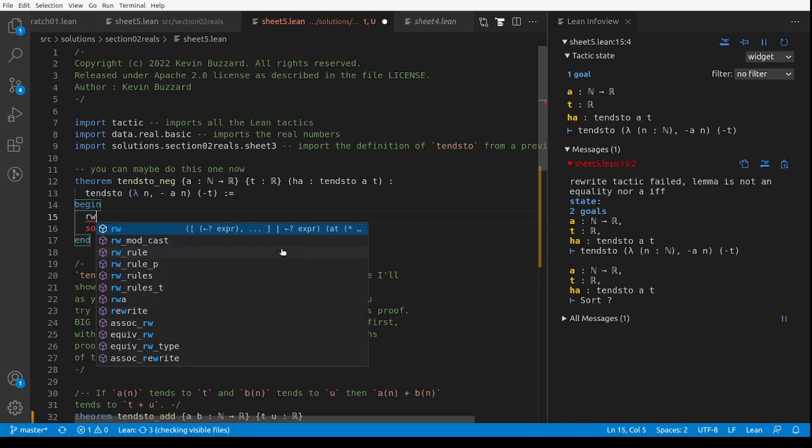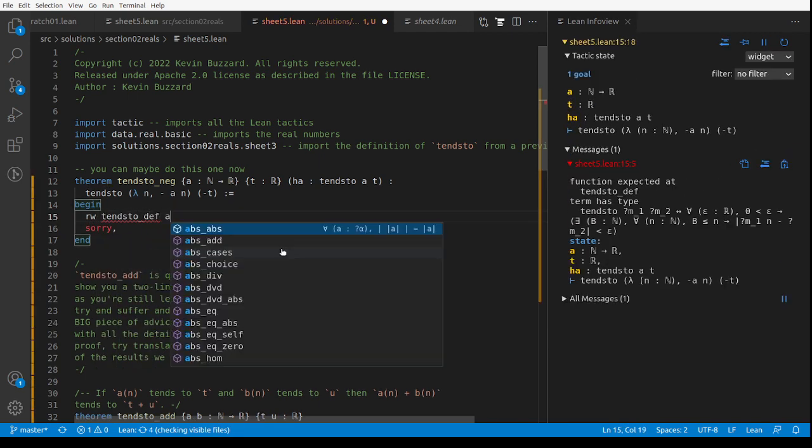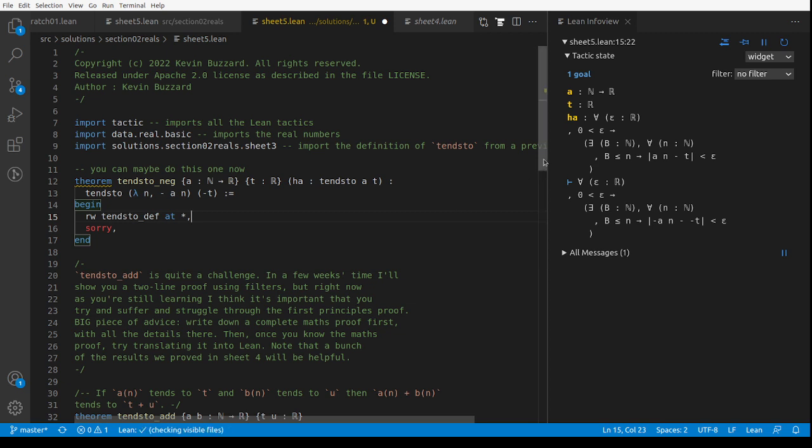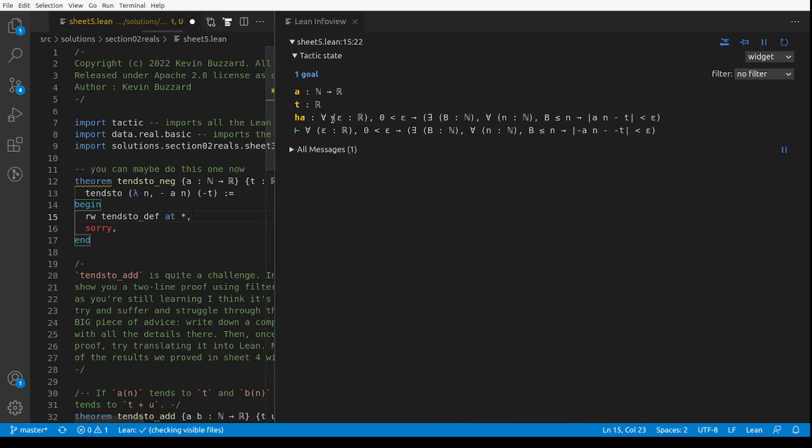What's going on? If I rewrite tends to def everywhere, let's just have a look here. You see this hypothesis, that a n minus t is less than epsilon, is extremely close to the goal, right? The goal is that the absolute value of minus a n minus t is less than epsilon. The point is, I've got to prove that. What do I need here? I need that the absolute value of a n minus t is equal to the absolute value of minus a n minus negative t. That's what we need.